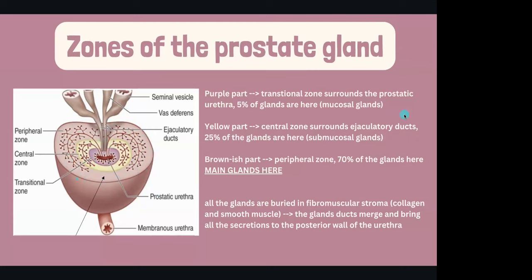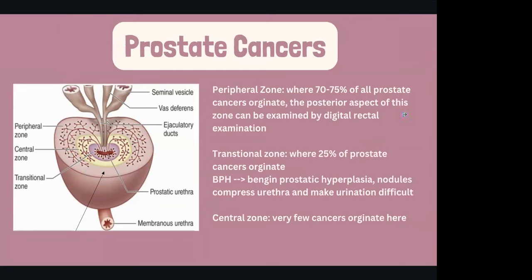Okay. Now the cancers of the prostate gland. Most cancers originate in the peripheral zone, which is this one right here. This is where 70 to 75% of cancers originate. And the posterior aspect of this zone can be examined by digital rectal examination. The transitional zone, which is the purple part, is where 25% of prostate cancers originate. And the most common condition here is benign prostatic hyperplasia. The nodules compress the urethra and make urination difficult.